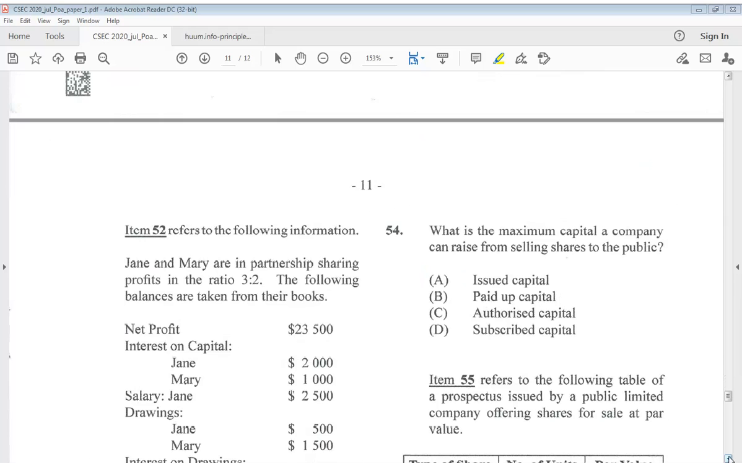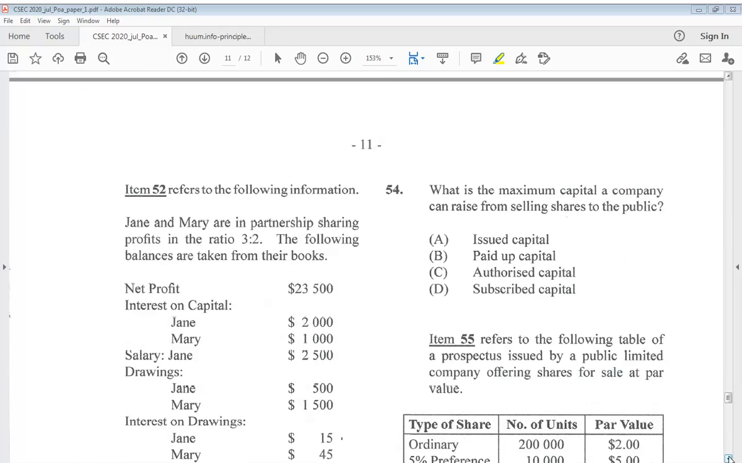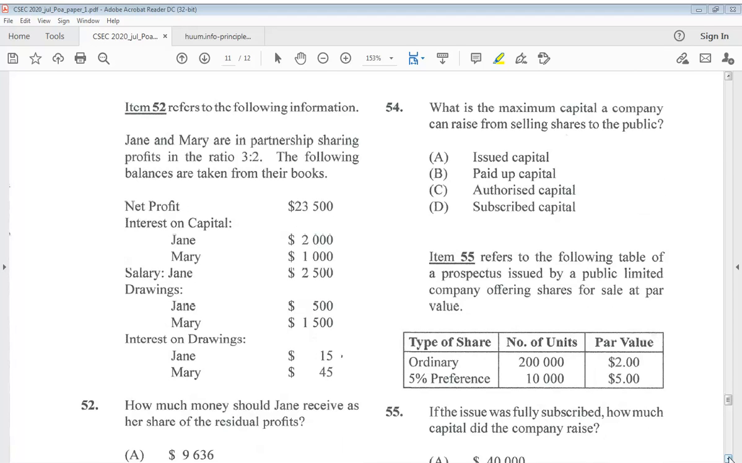52. Item 52 refers to the following information. Jane and Mary are in partnership sharing profits in the ratio 3:2. The following balances are taken from their books. Net profit $23,500. Interest on capital, Jane $2,000, Mary $1,000. Salary for Jane $2,500. Drawings, Jane $500, Mary $1,500.